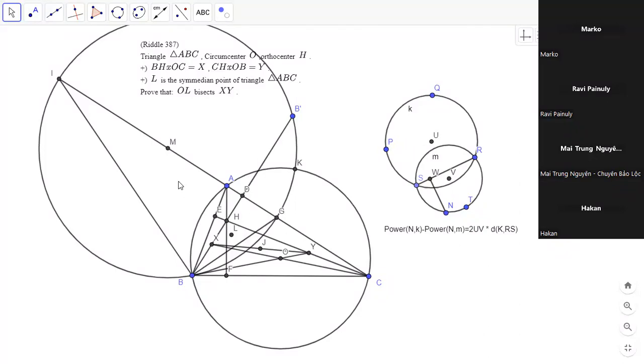Oh. I think I see what you're saying. So are you saying X and Y have the same powers with respect to the Apollonius circles? So are you saying like BX times BD equals BY times... equals CY times CE? That doesn't look true.